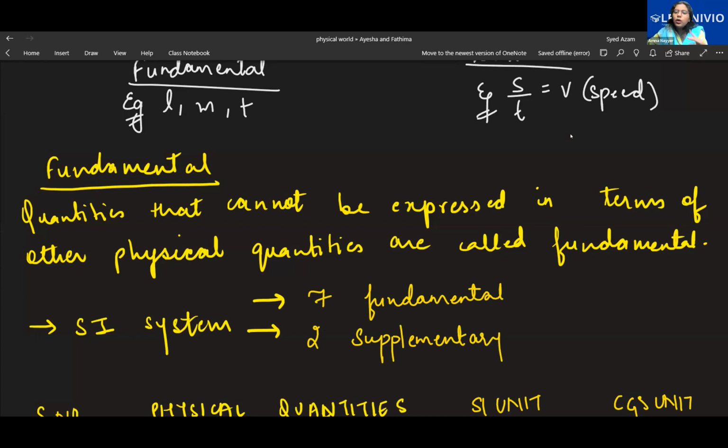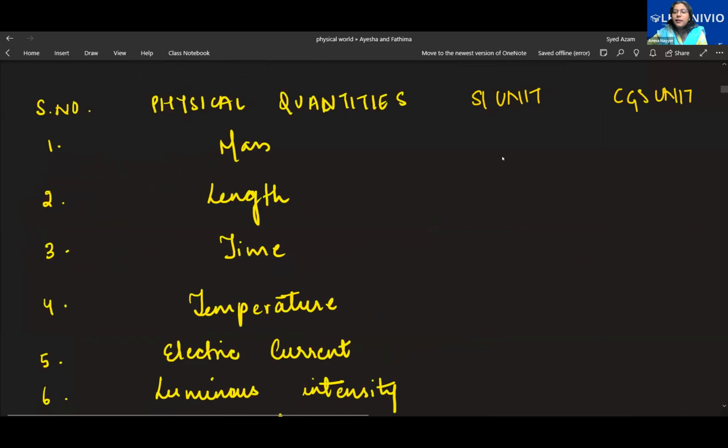Now let us look at what these 7 fundamental quantities are. And in our dimensional analysis and dimensional formula, we will be utilizing these.